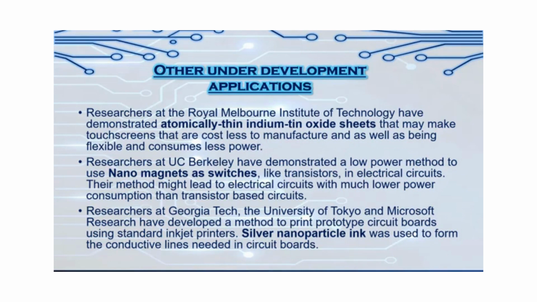Some researchers at UC Berkeley have demonstrated a low power method to use nanomagnets as switches like transistors in electrical circuits. They basically replace transistors in electrical circuits with nanomagnets. Their method might lead to electrical circuits with much lower power consumption than transistor based circuits.